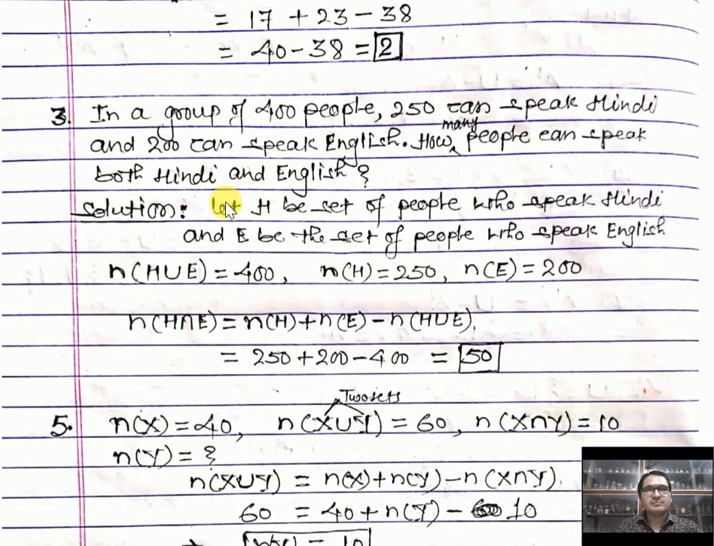Question number 3. In a group of 400 people, 250 can speak Hindi and 200 can speak English. How many people can speak both Hindi and English? So the total is 400 people. Let us suppose that H denotes the set of people who speak Hindi and E denotes the set of people who speak English. The total number of people is equal to 400, and that will be H union E, meaning 400 people can speak at least one of the languages.